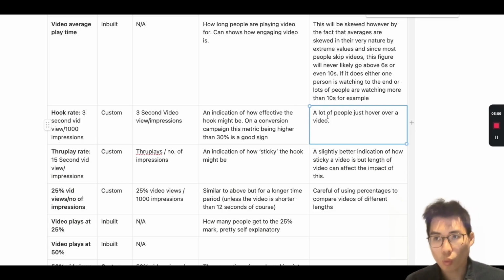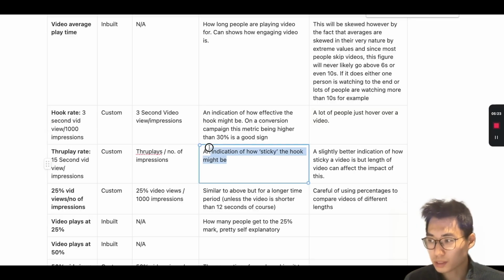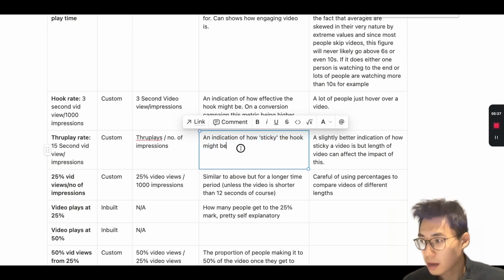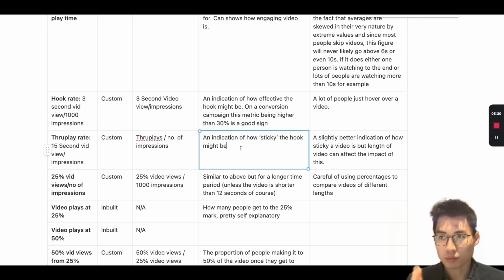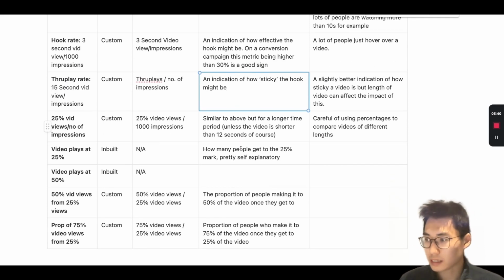So it doesn't always 100% guarantee that the people who are stopping at the 3-second mark are necessarily watching your video because they were hooked in or engaged from the get-go. The through play rate therefore indicates how sticky the hook might be and how sticky the overall first few seconds of a video might be, because it's quite unlikely that somebody's going to be just hovering over a video for 15 seconds. Again, that still happens, but it gives you a good indication of how engaging your video is from the first 3 seconds all the way to the first 15 seconds.